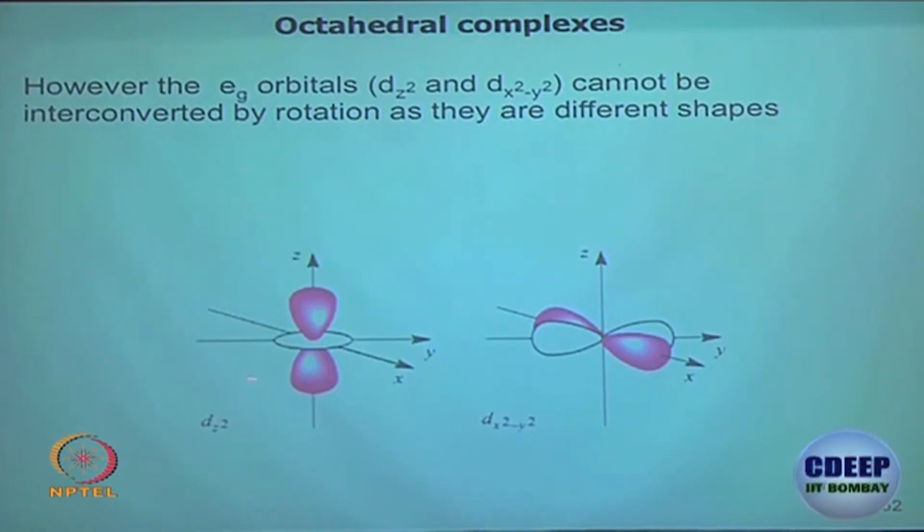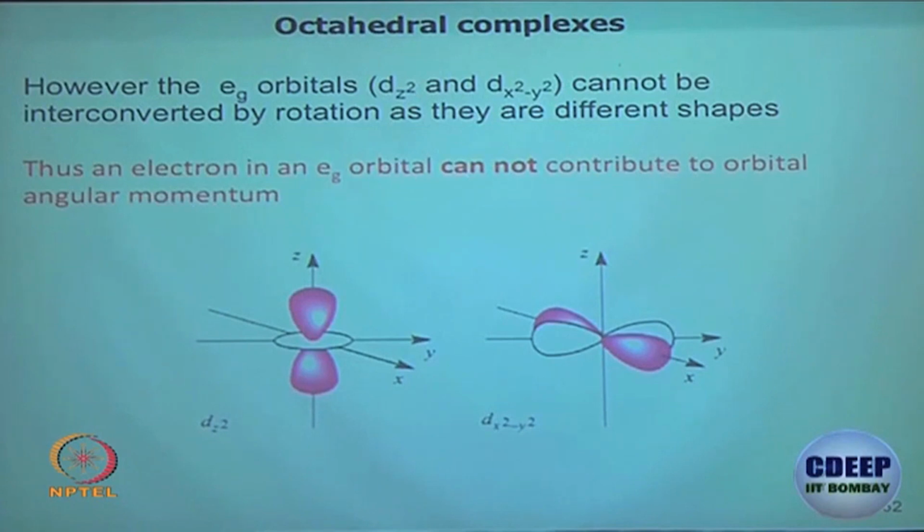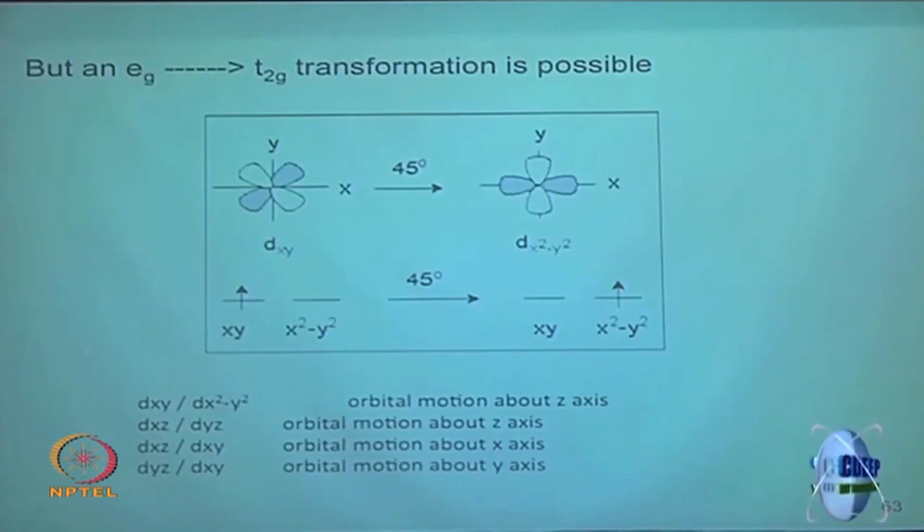Now, if you look at the Eg orbital, you have dz square and dx2y2. Any amount of rotation, is it going to give you the interconversion? No. So the Eg orbital cannot contribute to your orbital contribution, right? Now the Eg orbital cannot contribute to orbital angular momentum, right? But there is a way to convert the Eg into T2g.